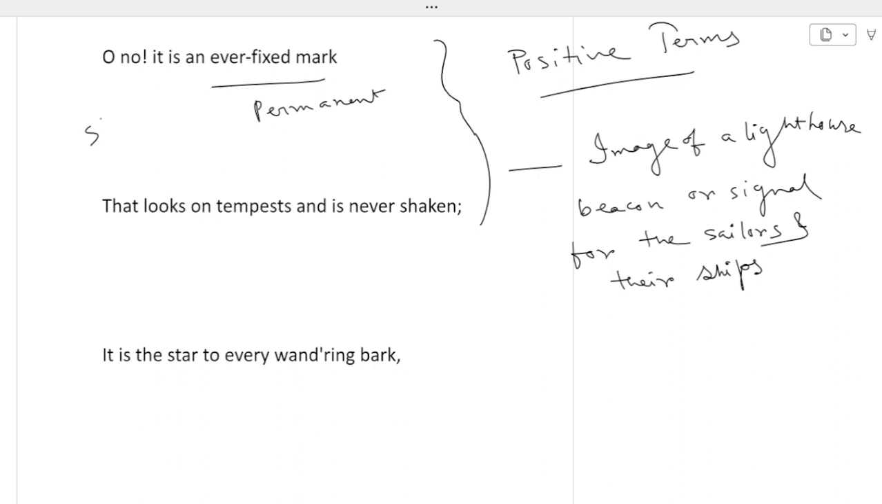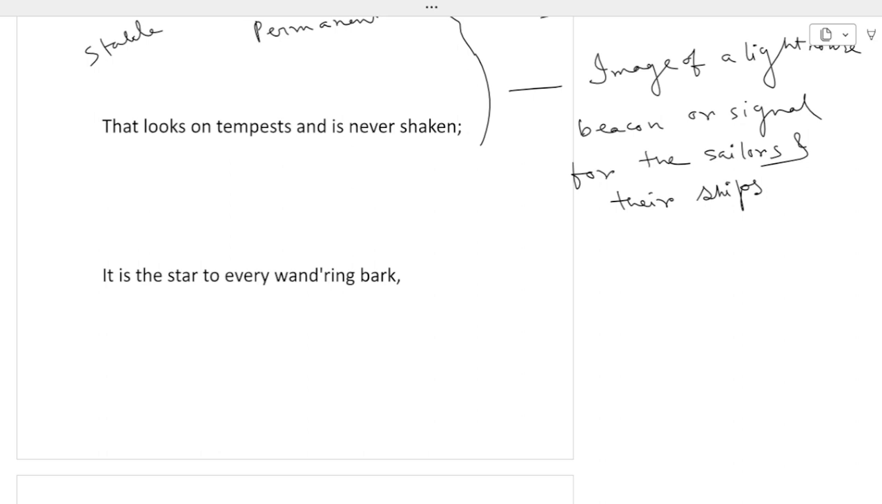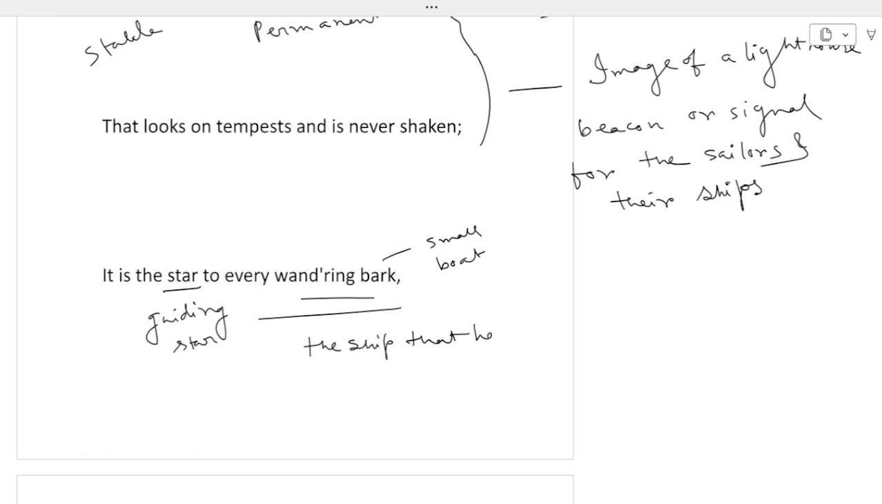So it is stable, not fickle. It is the star to every wandering bark. Now the star is the guiding star. Bark means small boat. Wandering means something that has lost its way. The wandering bark refers to the ship that has lost its direction.